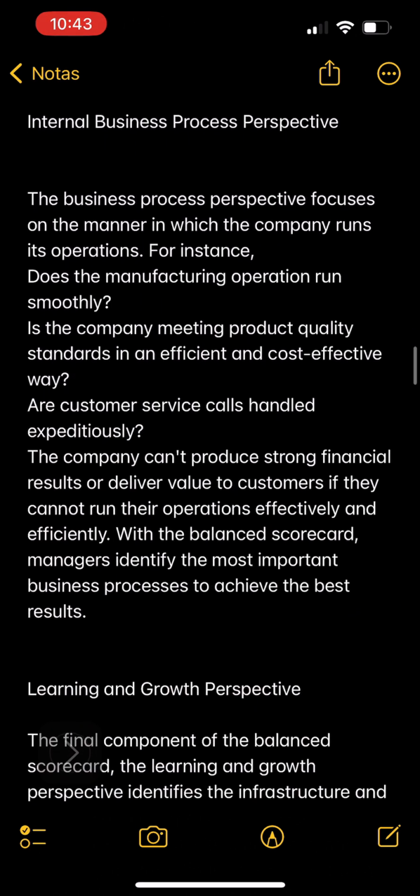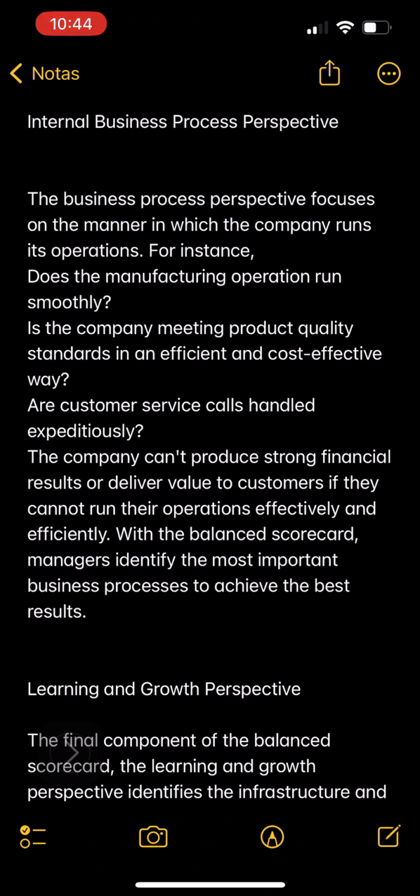The business process perspective focuses on the manner in which the company runs its operations. For instance, does the manufacturing operation run smoothly? Is the company meeting product quality standards in an efficient and cost-effective way? Are customer service calls handled expeditiously? The company can't produce strong financial results or deliver value to customers if they cannot run their operations effectively and efficiently. With the balanced scorecard, managers identify the most important business processes to achieve the best results.